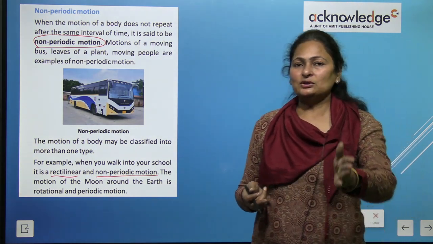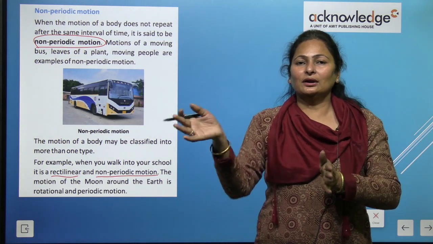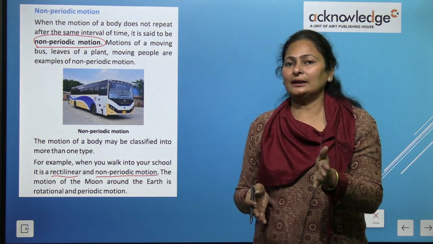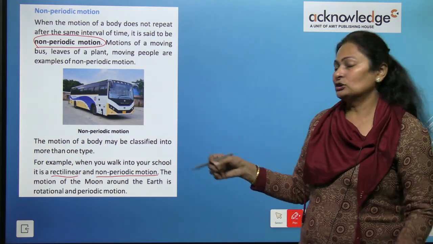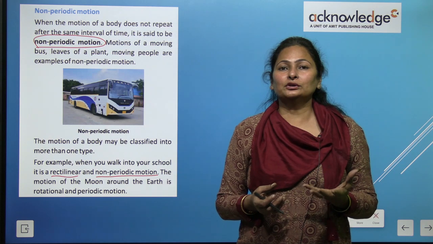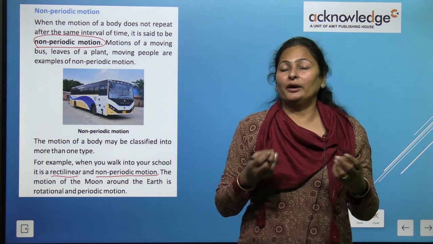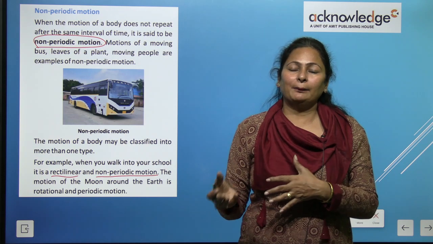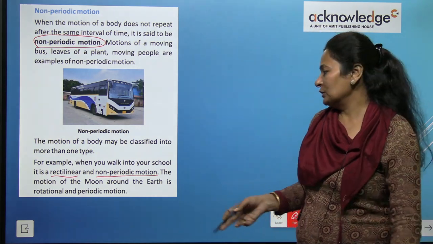You are moving on a straight path, right? You are not taking turns, you are moving on the same straight path, so it is called rectilinear motion. And it is not periodic motion. As I told you, sometimes you take 25 minutes to reach your school, sometimes you take 30 or 40 minutes to reach your school.